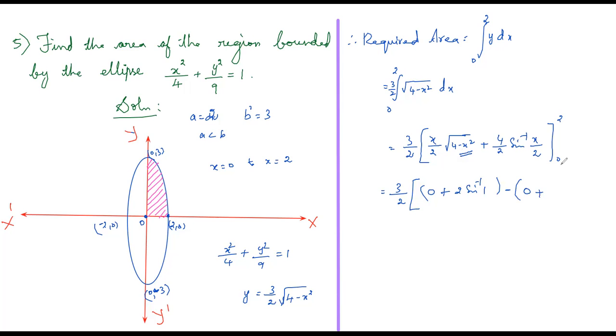And plus substitute 0 here. 4 by 2 is 2. And sine inverse 0 by 2 is sine inverse 0, which is 0. So 2 into 0 is 0. Okay. So the answer is 3 by 2 into 2 times sine inverse 1, and sine inverse 1 is pi by 2. So that is equal to 3 by 2 into 2 into pi by 2, and 2 gets cancelled. You get 3 pi by 2.